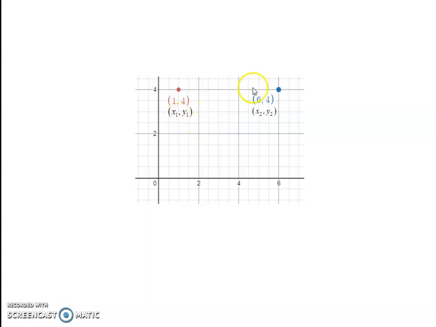So mathematically, what I could have done was I could have just taken this 6 and this 1 and said, well, I went from an x coordinate of 1 all the way to 6. 6 minus 1, that's 5 units. I could have done x2 minus x1. It would have been a quick way to do that.